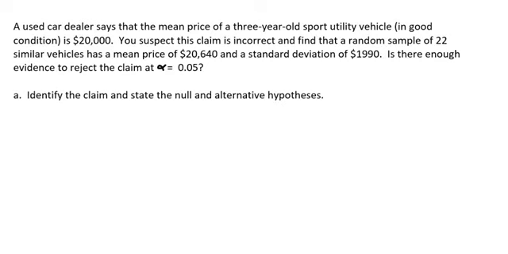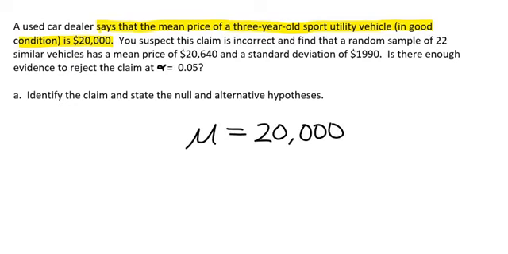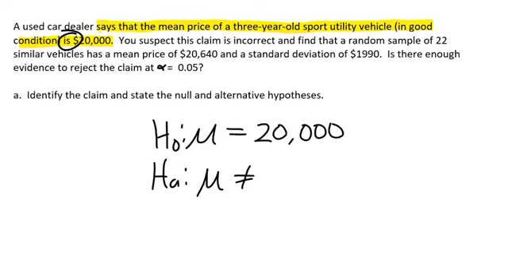Part A. Identify the claim and state the null and alternative hypothesis. First, let's highlight the claim. The car dealer says that the mean price of a 3-year-old sport utility vehicle is $20,000. Now let's write that in mathematical terms. The mean is $20,000. Notice that the key word is "is," which means it's equal to. Because this has the equal sign, this is going to be the null hypothesis. The alternative hypothesis is the complement, which is not equal to $20,000.